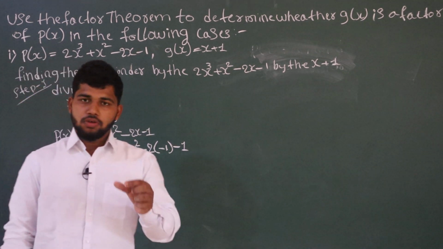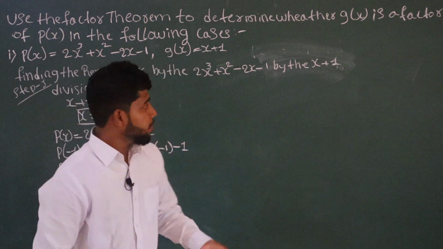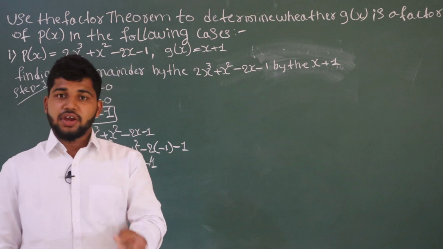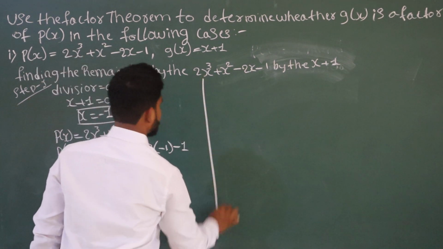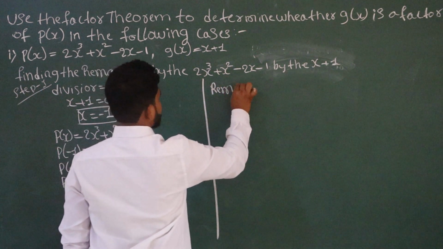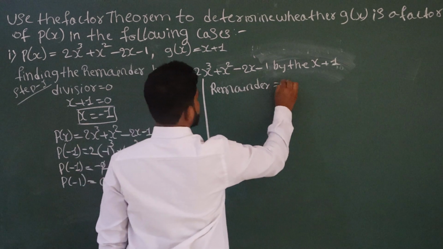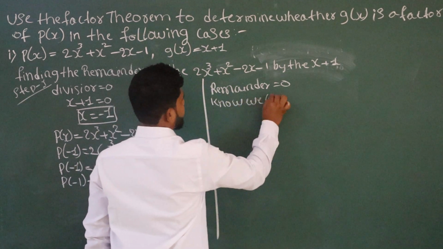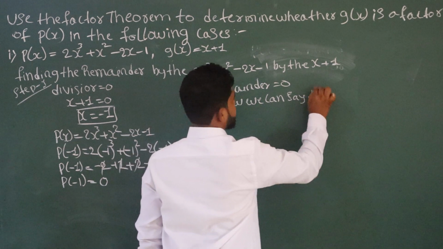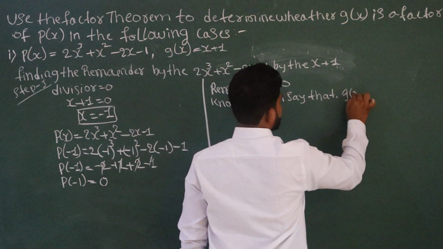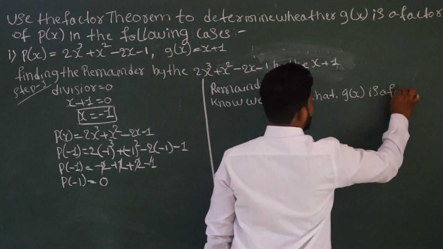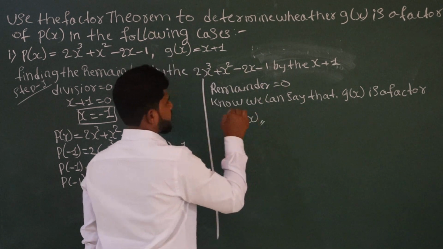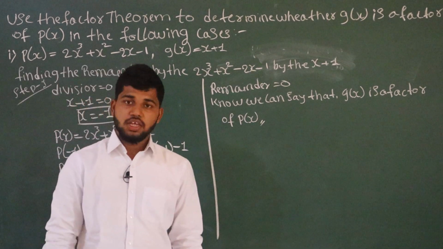If you are getting the remainder equal to 0, then we can say that g of x is a factor of p of x. What is the remainder here? The remainder is equal to 0. So we can say that g of x is a factor of p of x.